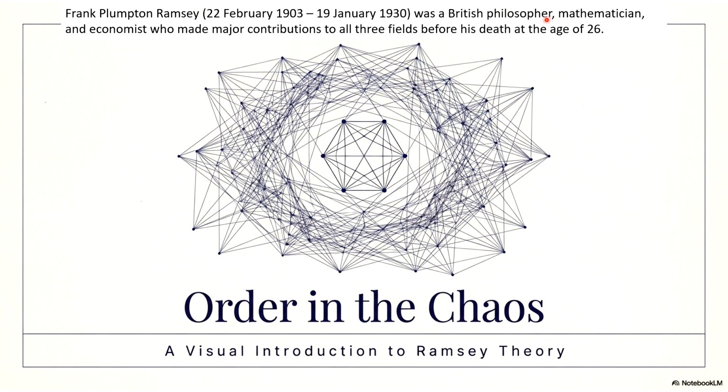He was a British philosopher, mathematician, economist who made major contributions to all three fields before his death at the age of 26. So he died quite young from liver disease, which is unfortunate because he made some significant contributions in his short life.